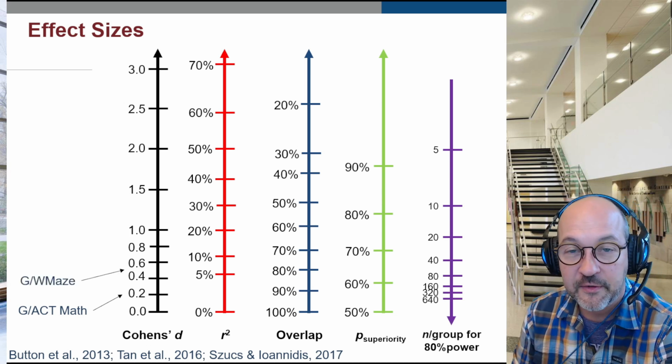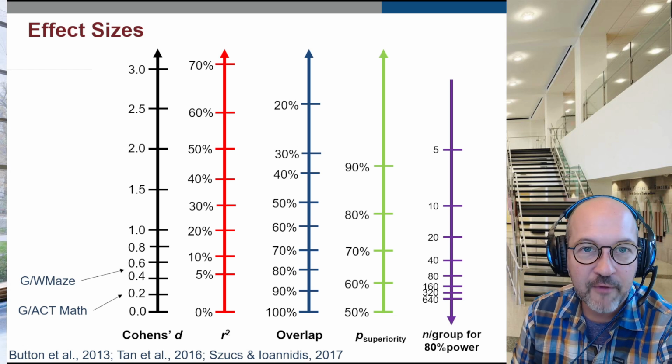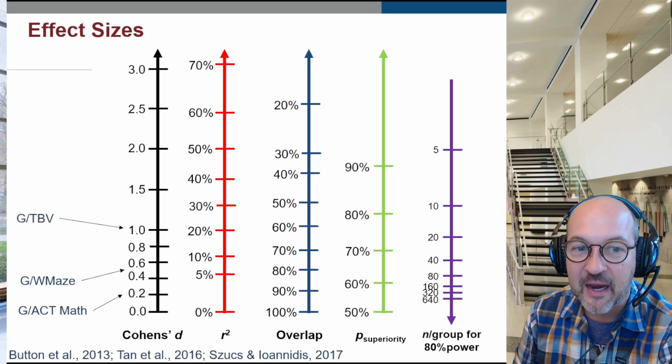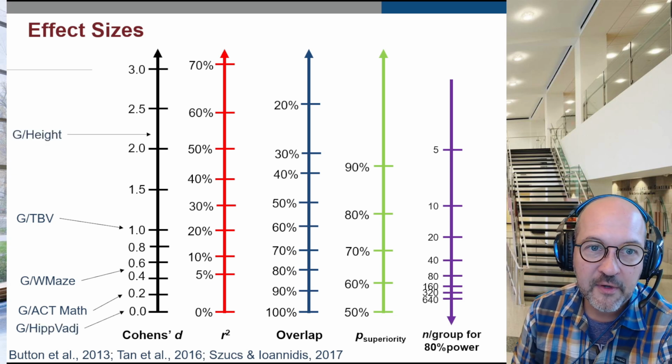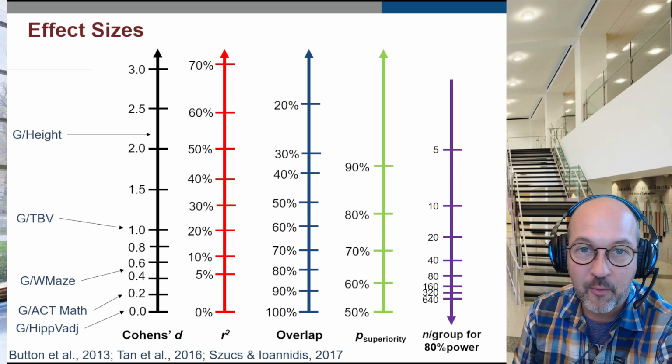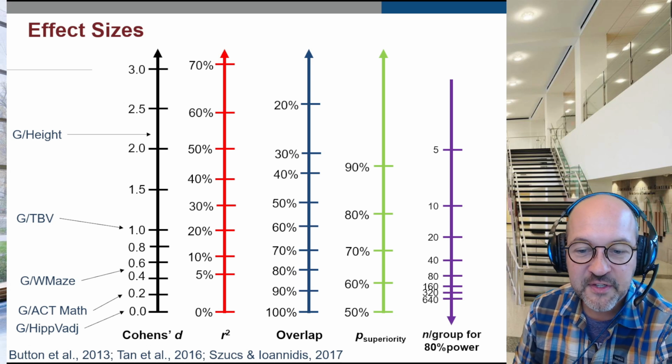But not all sex differences are subtle. Total brain volume in humans differs by sex by an entire standard deviation. And height is really dramatic, more than 2 standard deviations. But of course, there are also null differences as well. For example, once we adjust for body mass, the difference in hippocampal volume between men and women seems to be almost exactly 0.